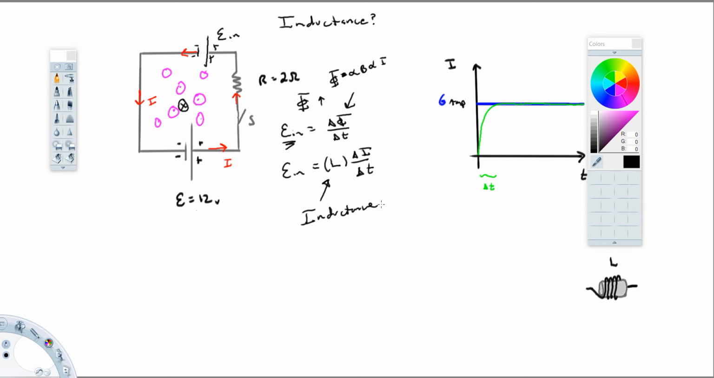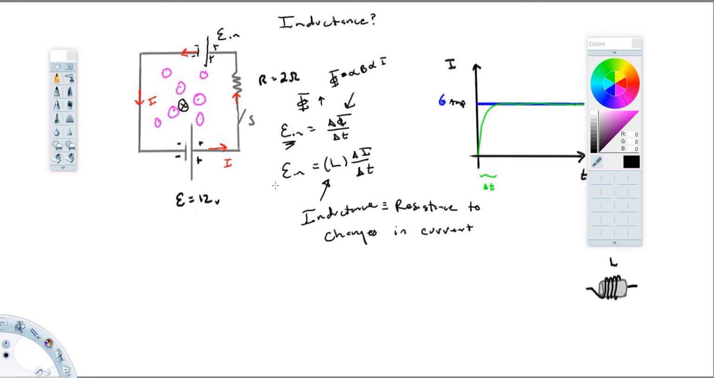This is how I like to define inductance. It is resistance to changes in current. When a circuit has a very high inductance, it means it's very difficult to change its current. When it has a very low inductance, it's very easy to change the current.